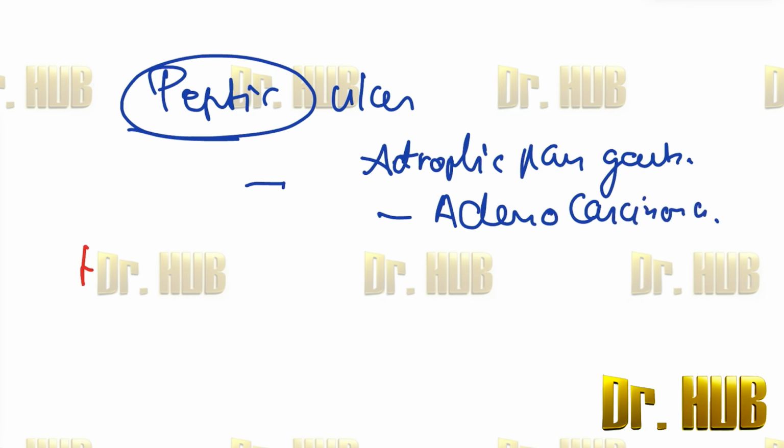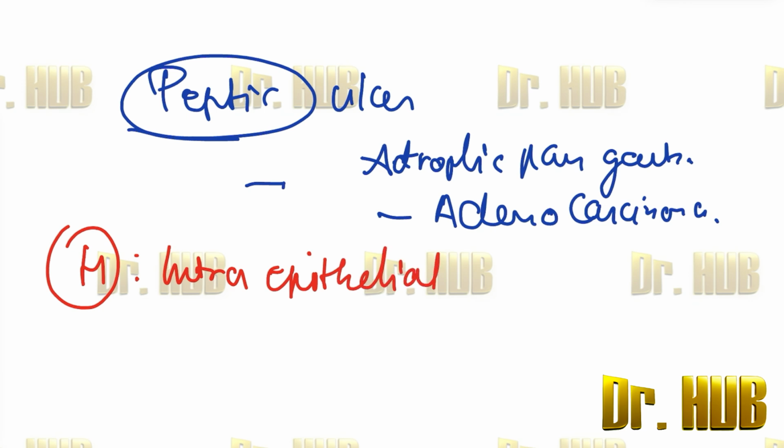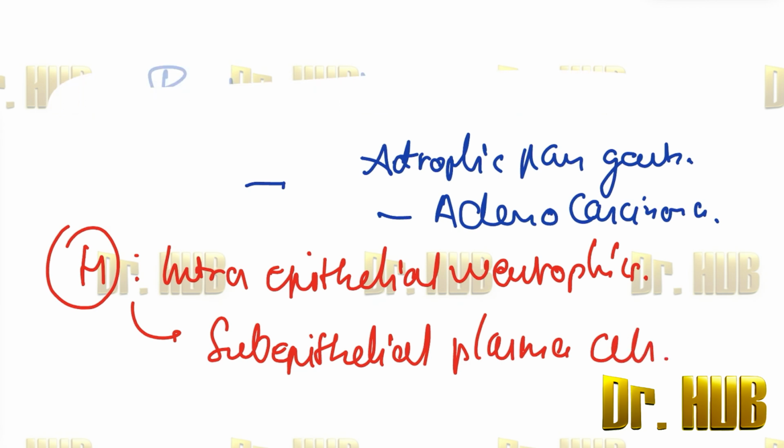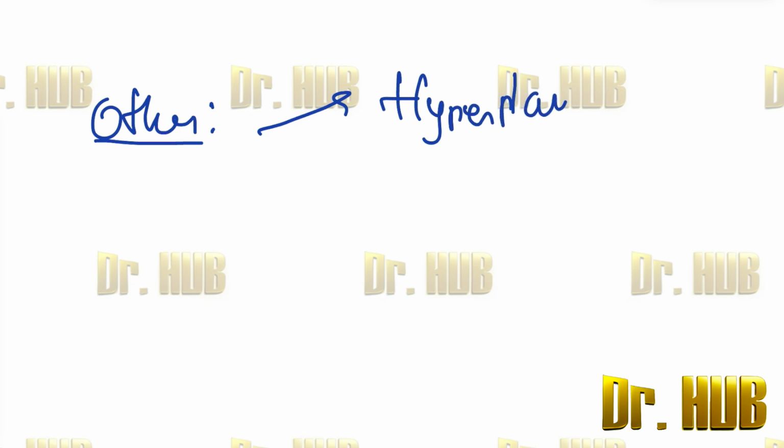Next, on histology, there are intraepithelial neutrophils. The second one is subepithelial plasma cells. So two things are covered. Next, moving on to the other associated lesions. The other associated lesions include the hyperplastic as well as the inflammatory polyps.